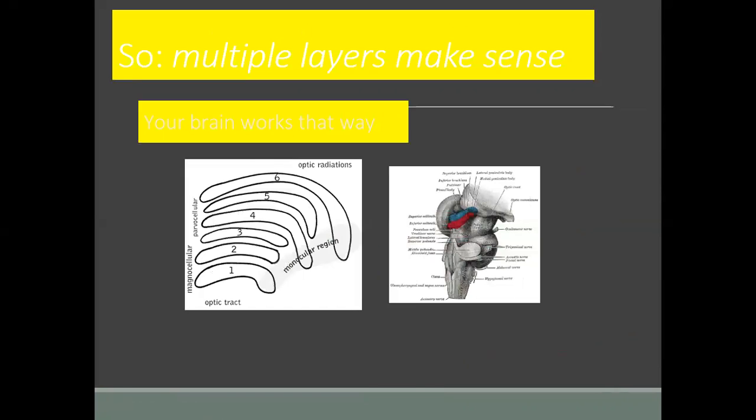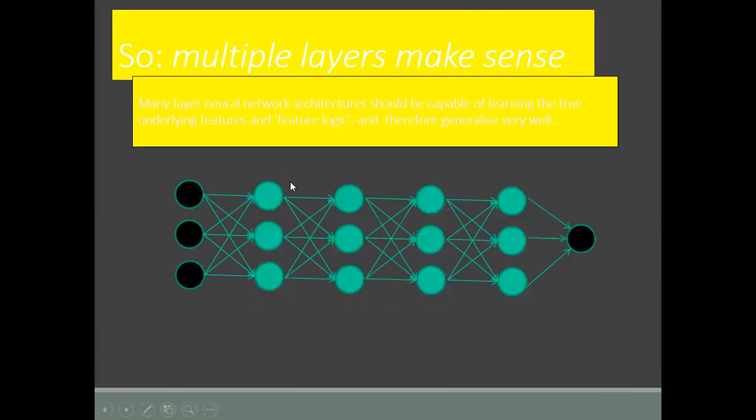So the brain also works through many different instincts. It takes many different decisions and ultimately gets into one. So it is capable of learning the underlying features and the feature logic, and therefore generalizes very well. Generalize means that we are getting the right output.